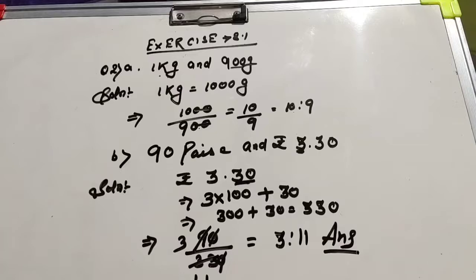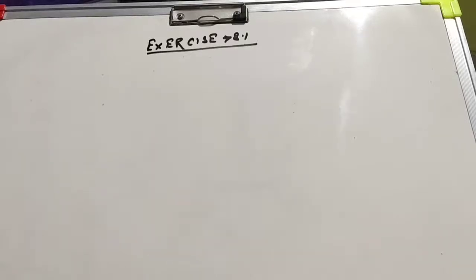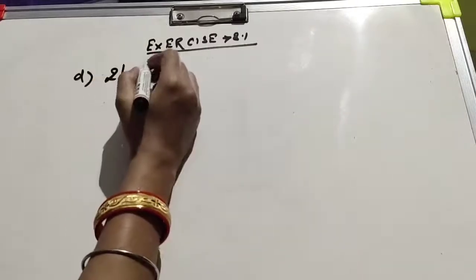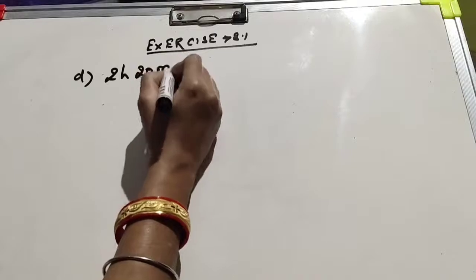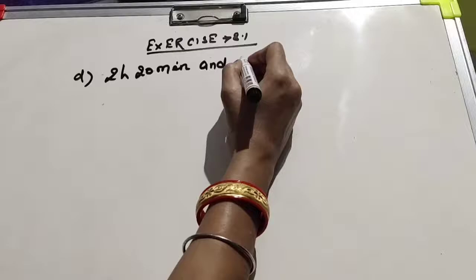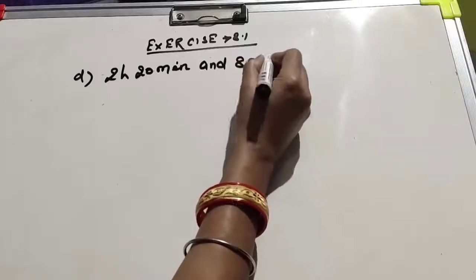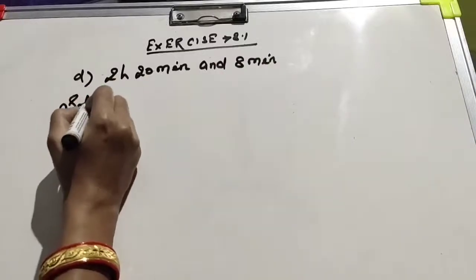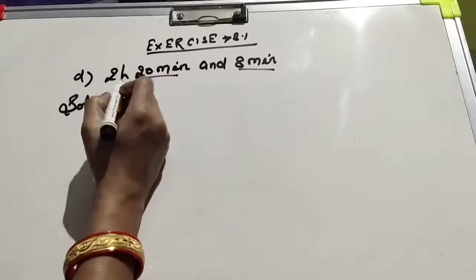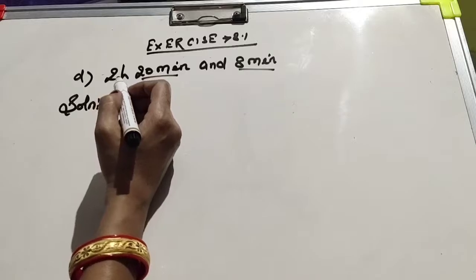Now, question number C and D. I think I have to solve D because it is a little difficult and you may be confused. So D number we have to solve. D number is given 2 hour 20 minute and 8 minute. What to do? Simply, minute is given, hour is given. Better we will change hour into minute.